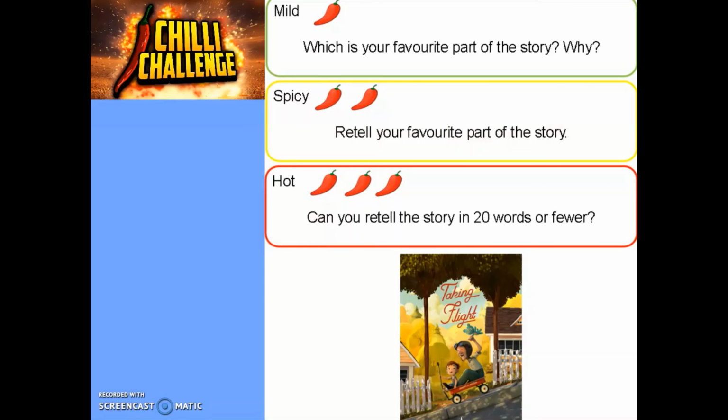And today's hot challenge is to retell the story in 20 words or fewer. To do this, you'll need to use your summarising skills. You need to sum it up in your own words, using 20 words or less, retelling the main points of the story.